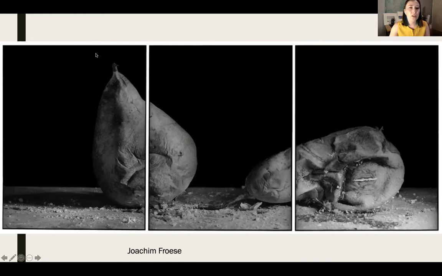And this one is particularly interesting also because it's in a triptych. So triptych means three images that come together to create a whole.